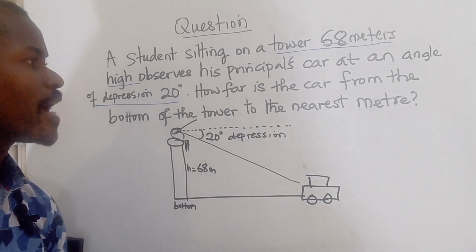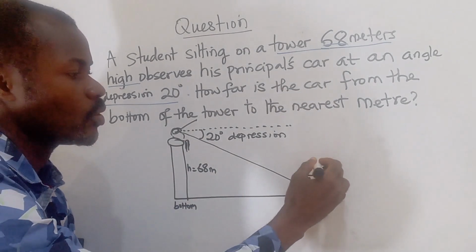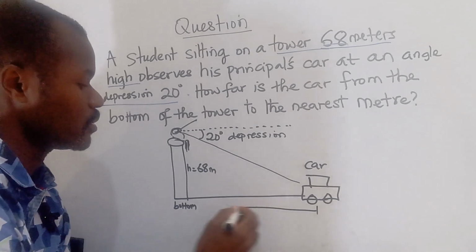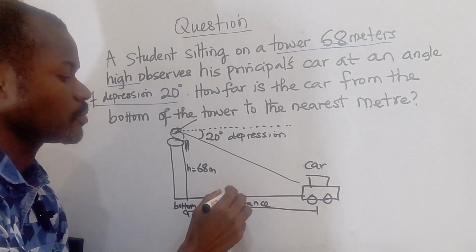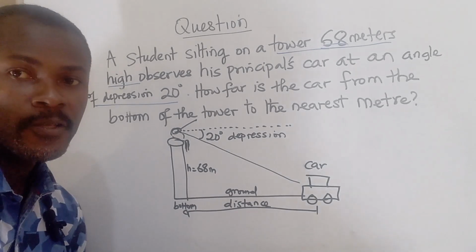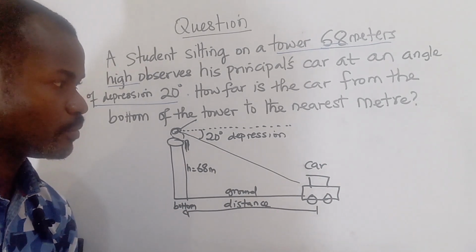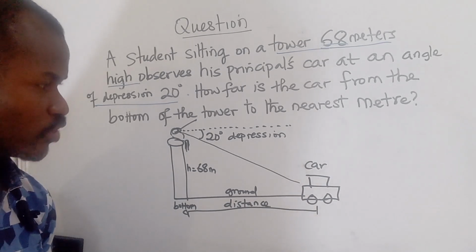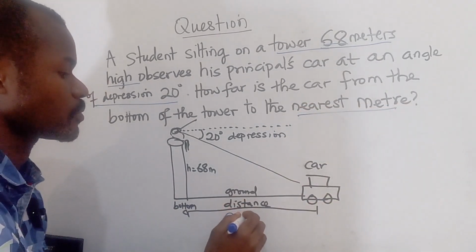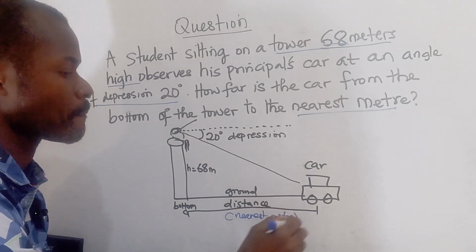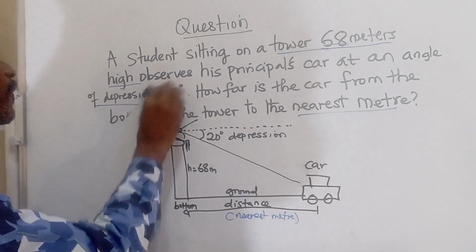Now the question says we should find how far the car is from the bottom. So this is the car, and we want to look for how far, that means from this point to this point. That means we want to look for the ground distance. Remember, we have to give the ground distance to the nearest meter, so let me indicate nearest meter. Having gotten all the necessary information from the question, we can now solve it.